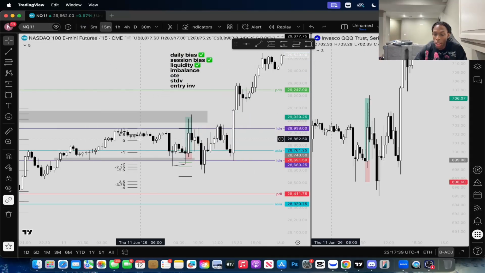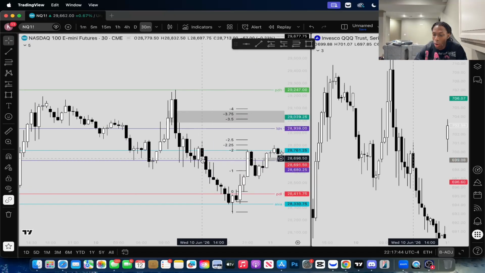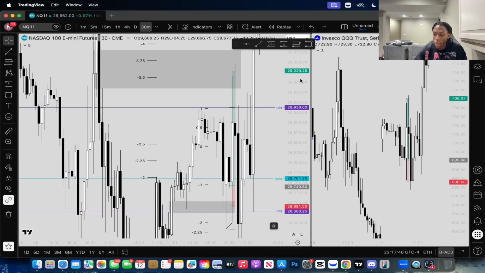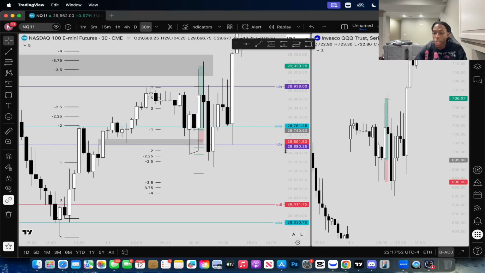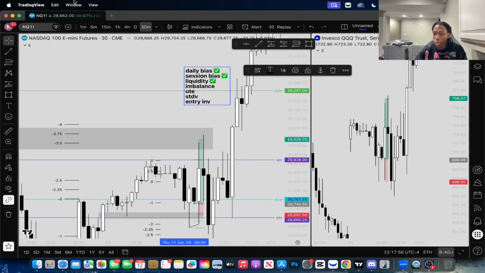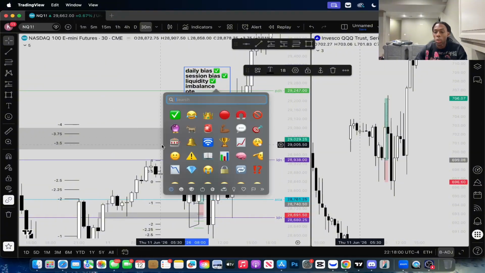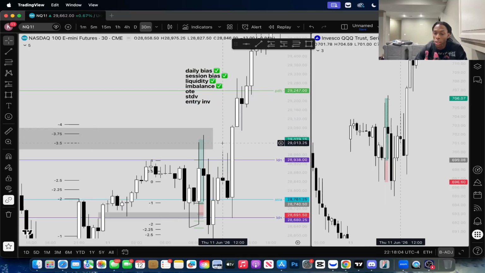As far as imbalances, there's a 30-minute imbalance here that I wanted to see hold off of London. This is your 30-minute imbalance right at London. Want to see that hold? We got that as well. So imbalance, check. See how all this falls in line, right? It all has to make sense.